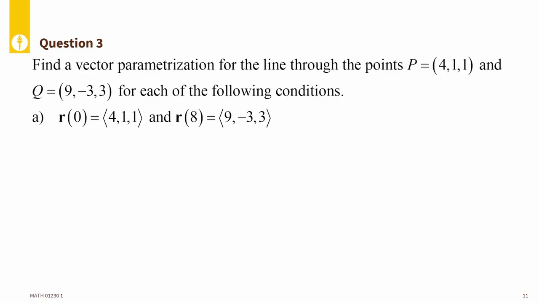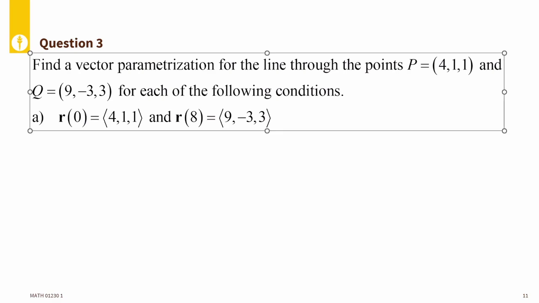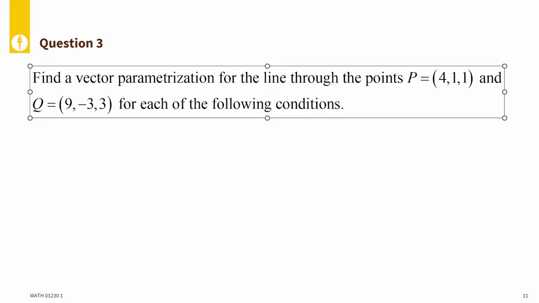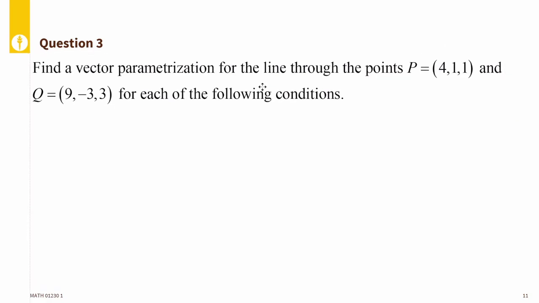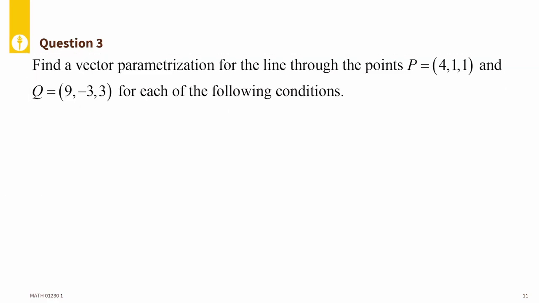So let's start with part A, and then we'll look at the other parts separately. Vector parameterization for the line through the points (4, 1, 1) and (9, -3, 3) for each of the following conditions. So actually what I might do is, for now, ignore any of the conditions and just look for this.